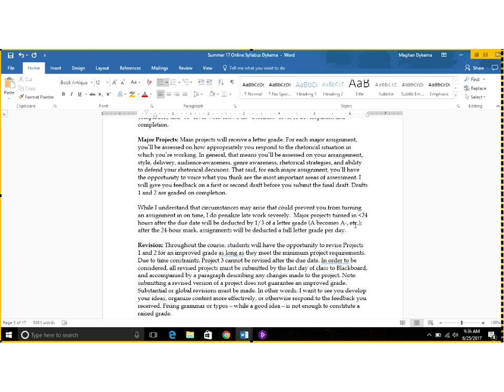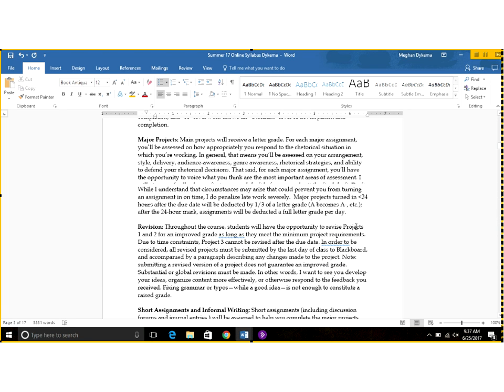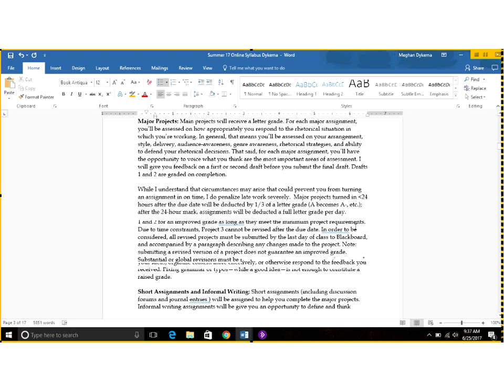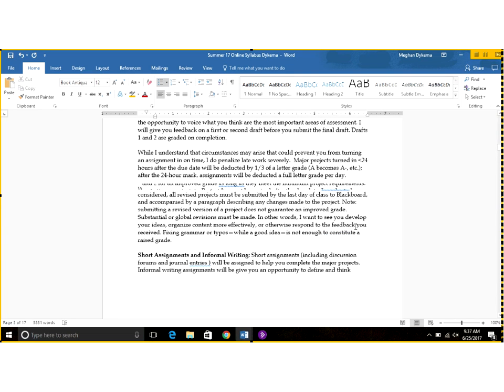I will give you feedback on either a first or a second draft before you submit the final draft of any project. And those drafts 1 and 2 are graded on completion and folded into your process grade for the project. Here's my late work policy.